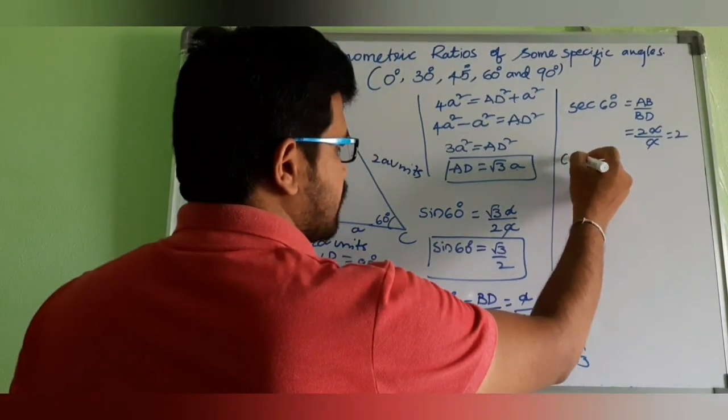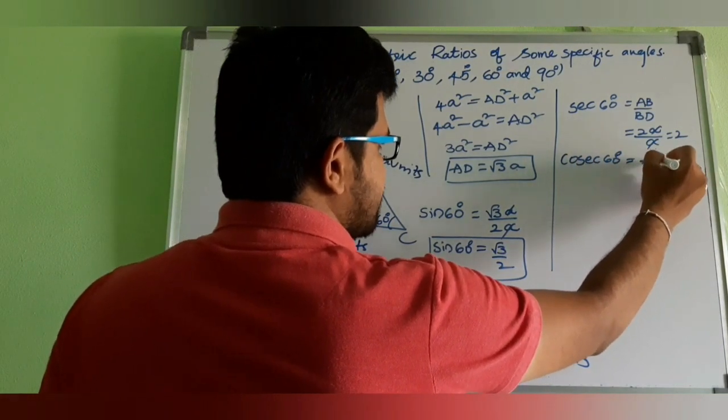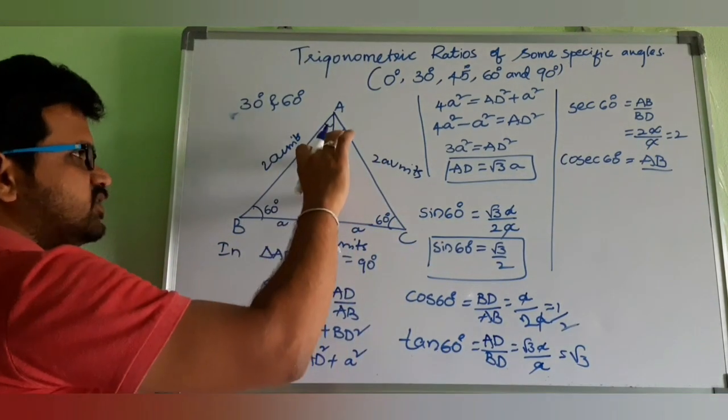Next, cosec 60 degrees. Hypotenuse by opposite. What is the opposite? AD.